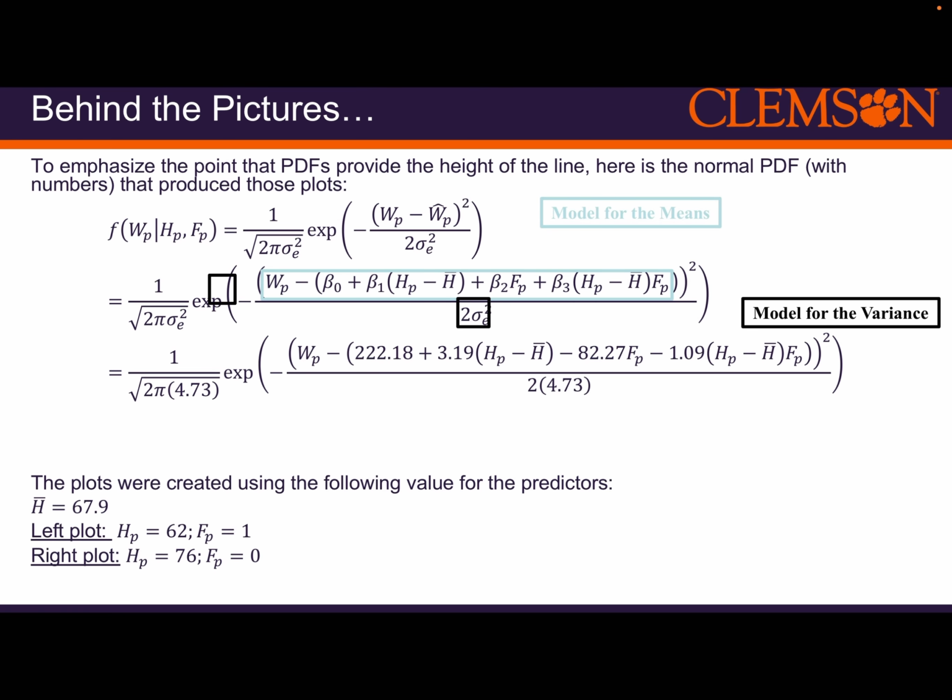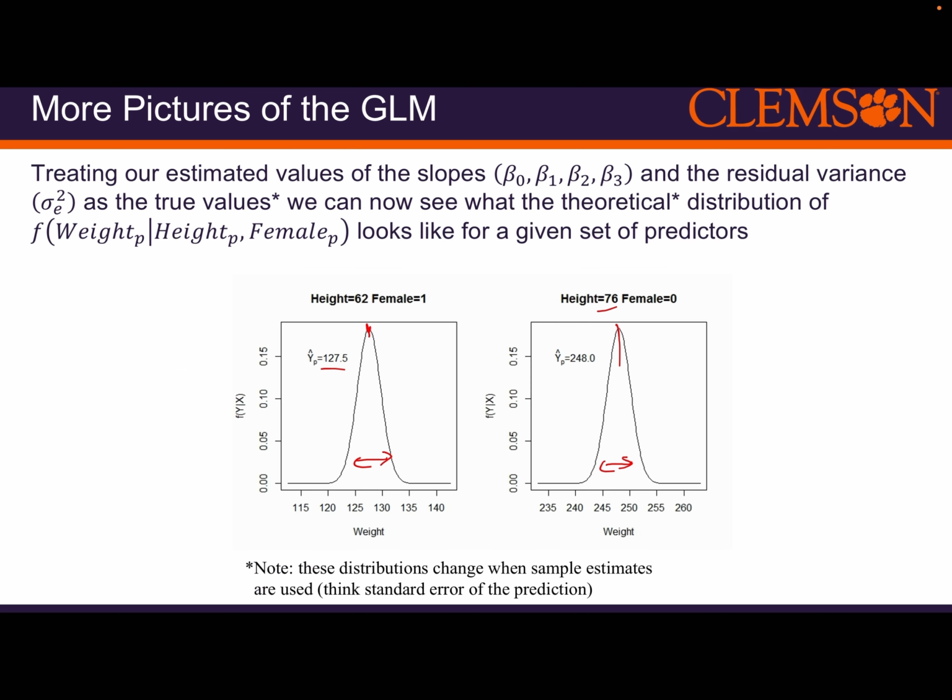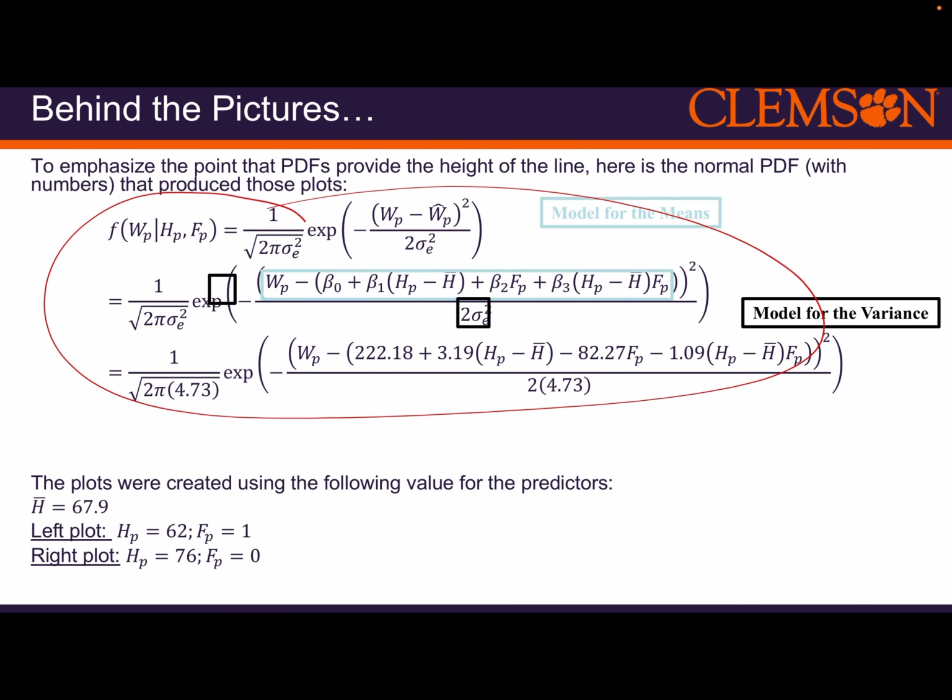And to emphasize the point that PDFs provide the height of the line, we can actually do this with the normal distribution as well. We plug all this in. That's how I plotted those distributions in the previous slide. This is where I got this shape to show up in R.